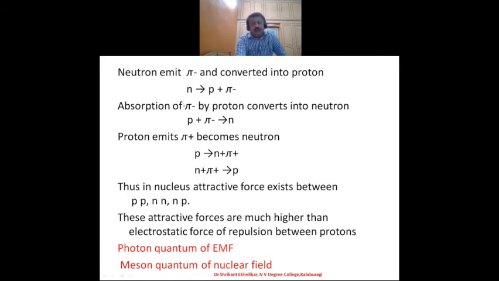When a neutron emits a pi minus particle, it is converted into a proton. When a proton absorbs a pi minus particle, it becomes a neutron. When a proton emits a pi plus particle, it becomes a neutron. And when a neutron absorbs pi plus, it becomes a proton. So Yukawa said that neutron continuously becomes proton and proton becomes neutron by emission of pi minus and pi plus particles. Therefore, the interaction is always strong between two particles because of the exchange of particles.